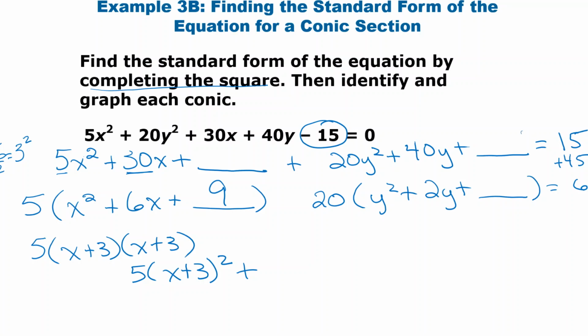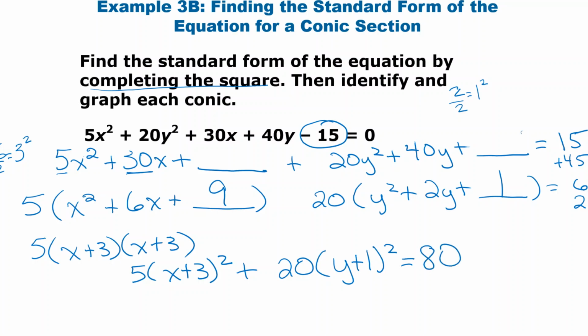Well, we take our 2 and divide by 2. 2 divided by 2 equals 1, and 1 squared is 1. Okay, so I added 1 here, but I actually added 20 times 1. I actually added 20, so I'm going to have to add 20 to this side also. So I end up with, and I'm just going to write it out the way it should be, 20 times y plus 1 squared. And that's going to all equal 60 plus 20 is 80.